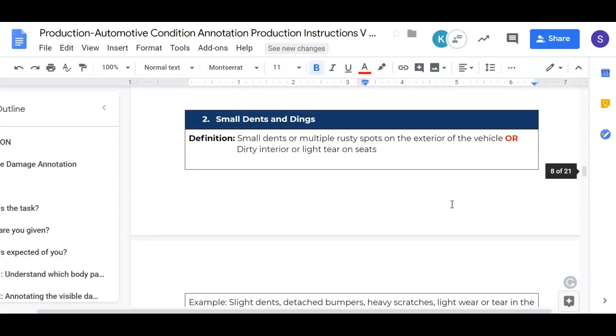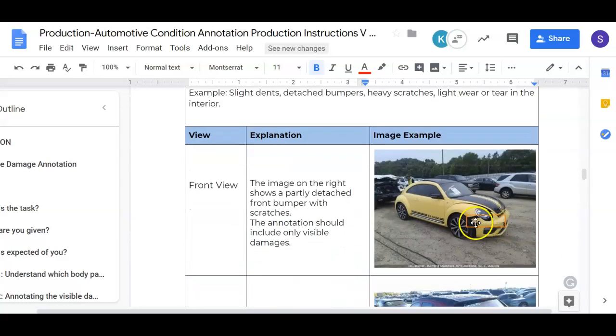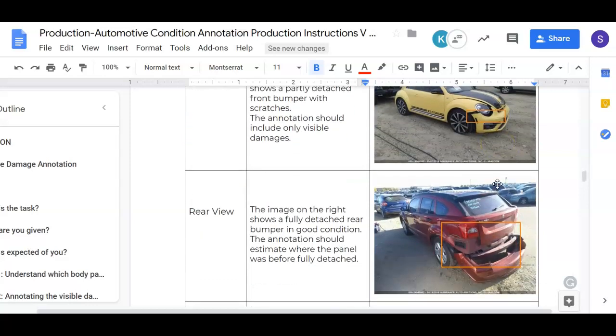The second one is small dents or dings. As you can see in this picture, there is a detached bumper right here, and there are also some heavy scratches. This falls into the category of slight dents: front bumper with scratches and partially detached. Of course, if the damage had been a bit more severe, it would have jumped to the 25% damage category.